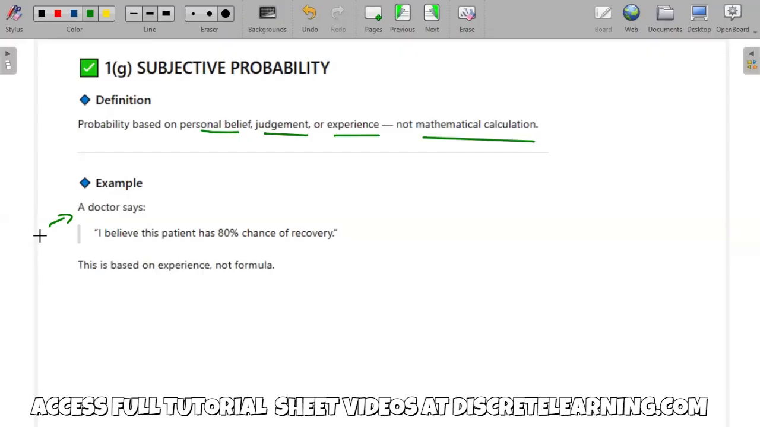The experience or the personal judgment of that lecturer. That's what we mean by subjective probability. There's nothing involving mathematical calculations, purely experience, judgment, or just personal belief.